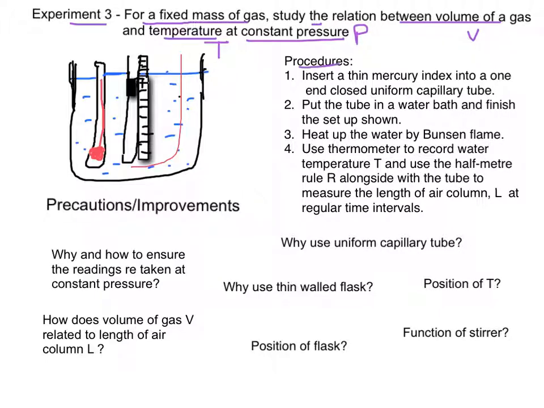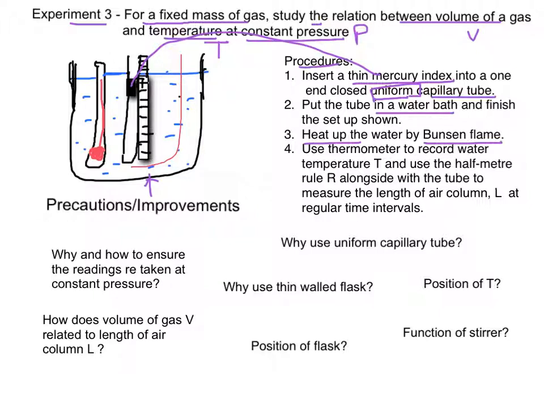The procedures are: first, insert a thin mercury index into a one-end closed uniform capillary tube. Second, put the tube in the water bath and finish the setup. Third, heat up the water by a Bunsen flame.